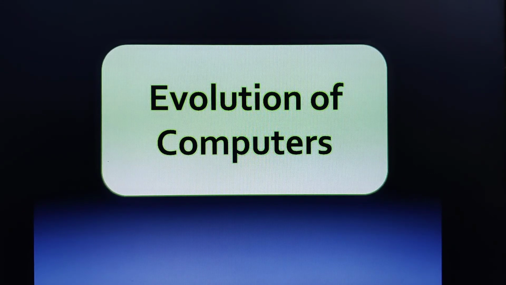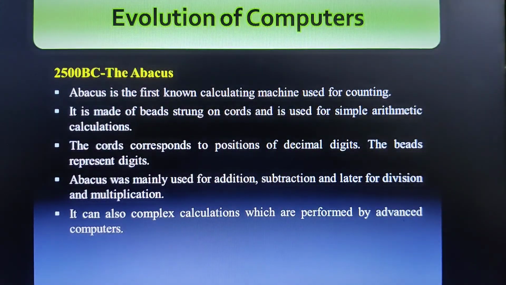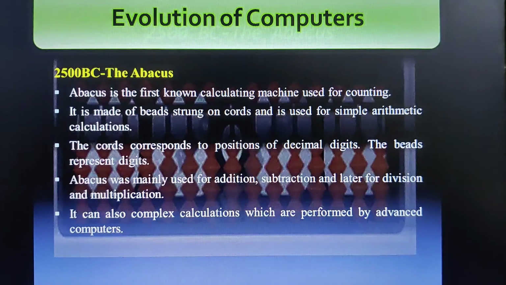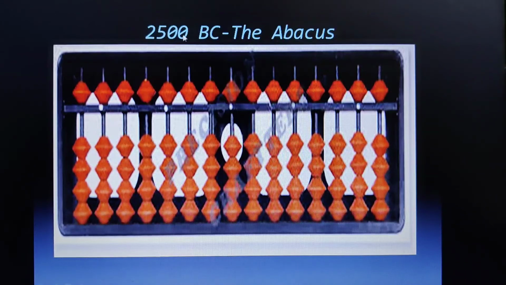Before computers came into existence, various computing devices had come earlier. Now let us discuss them one by one. The first one is the abacus. In the year 2500 BC, that is, before Christ, the abacus came into existence. This abacus is known as the first ever calculating machine, which was extensively used for counting purposes. If you observe clearly, the abacus is made up of beads.